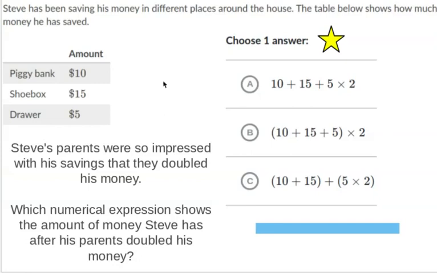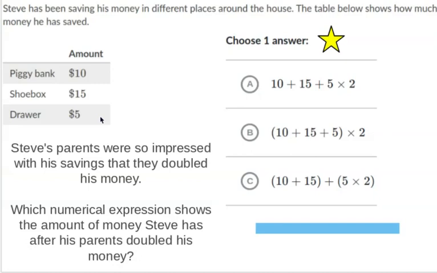So you want to think about, what does it mean if you double something? Double means to multiply by 2. So we want to know which numerical expression shows the amount of money Steve has after his parents doubled his amount. So Steve found all of this, and then he told his parents, like, hey, I found $10 and $15 and $5 when I was cleaning up my room. And they said, you know what, Steve, good for you. We're going to double your money.